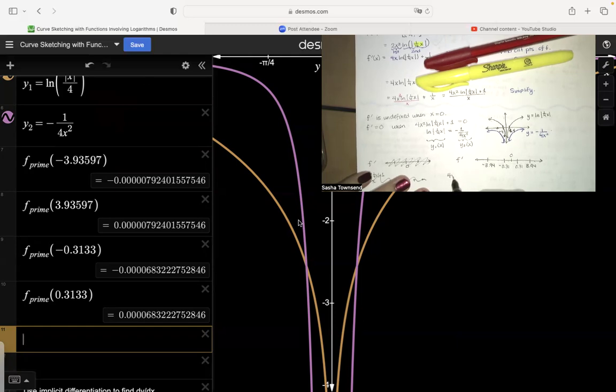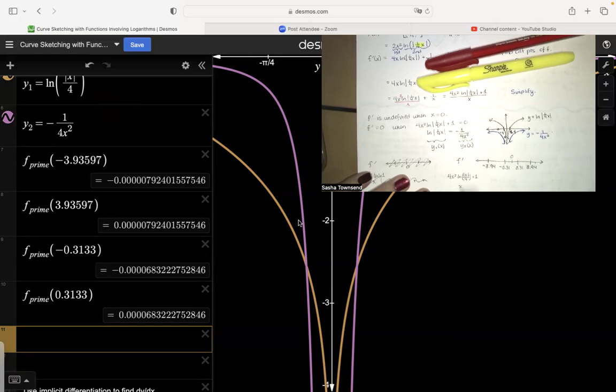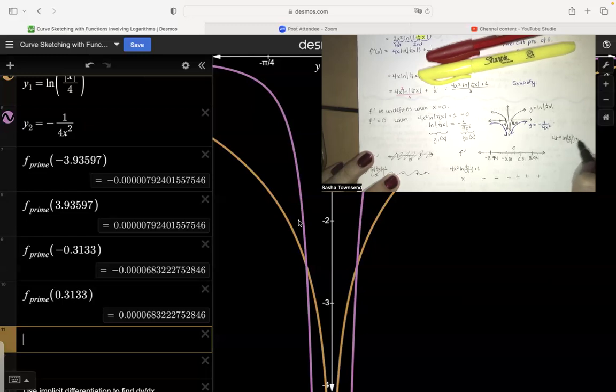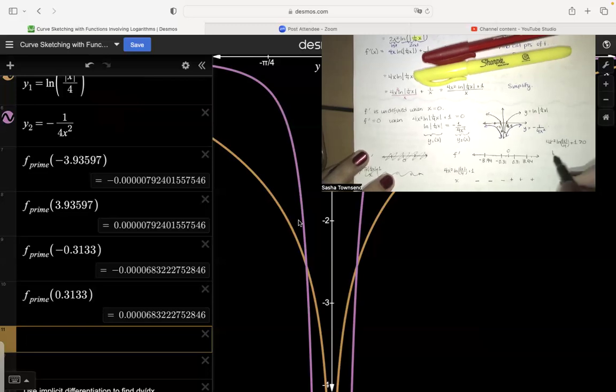F prime is 4x squared times the natural log of the absolute value of x divided by 4 plus 1, all divided by x. So x is negative on these 3 intervals, and x is positive on these 3 intervals. And then we can infer by looking at the relationship between y1 and y2 that f prime will be positive, or excuse me, this factor will be positive when the natural log of the absolute value of x divided by 4 is greater than -1 divided by 4x squared.